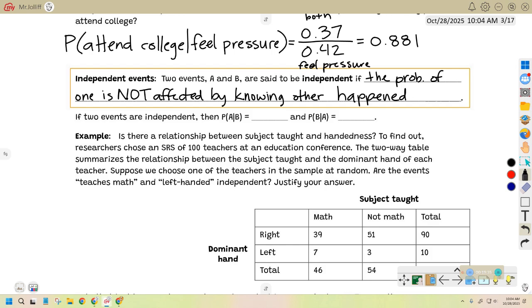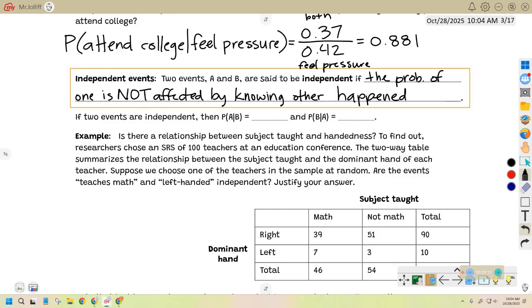So examples of independent events. Knowing that you're taking AP statistics tells me nothing about the type of shoes you're wearing in the morning. Those two things are completely independent. The probability that you are in AP statistics is completely independent of the probability you happen to be wearing tennis shoes this morning. There's no connection in reality. I don't expect knowing that you wore tennis shoes is going to tell me anything about whether you're taking AP stats. Those would be independent events.